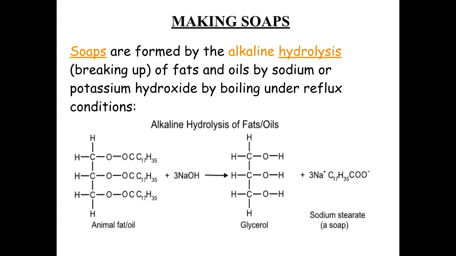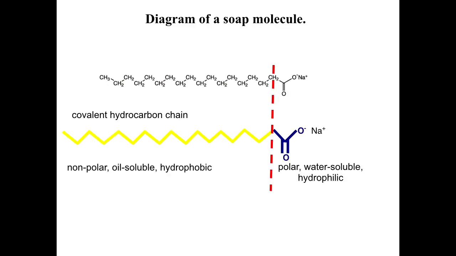Soaps are produced by the alkaline hydrolysis of fats or oils. If you just use normal acid hydrolysis, you'd finish up with the fatty acids and the glycerol. Whereas with the alkaline hydrolysis, you're using concentrated sodium hydroxide or potassium hydroxide, which will give you a hydrophilic head, which is ionic, so will dissolve in water, and a hydrophobic tail, which is covalent, so non-polar, will dissolve in the oil rather than the water. This allows the soap to allow the oil and water to mix together.